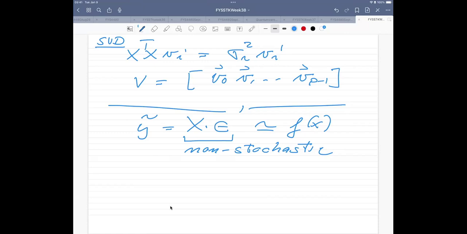I'm going to introduce a shorthand notation now. If we look at y_i, that is given by the sum over j equals 0 up to p minus 1 of the component x_ij multiplied by theta_j, and then I have some noise, epsilon_i. This is the model we have made, the basic assumption we have made about the data.